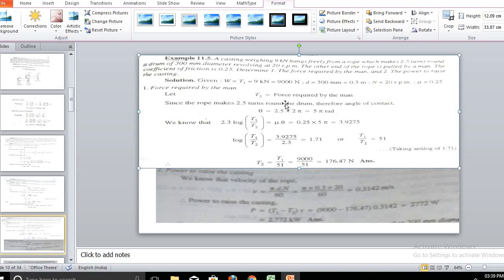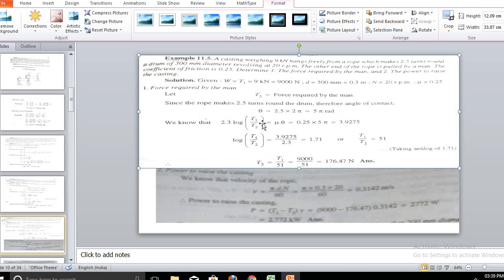0.25. Now the force required by that particular man is the asking quantity, which is nothing but T2. The relation between T1 and T2 is 2.3 log T1 by T2 is equal to mu theta. So T1 is known to you, mu is known to you, and theta is also known to you.